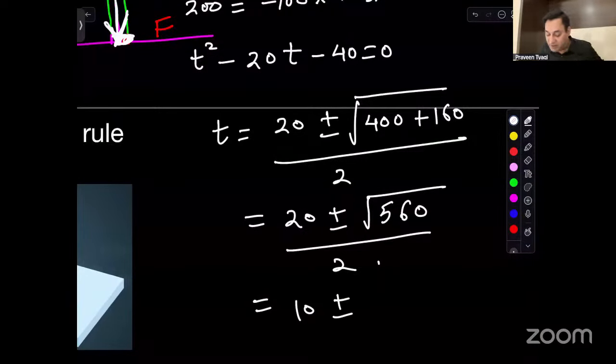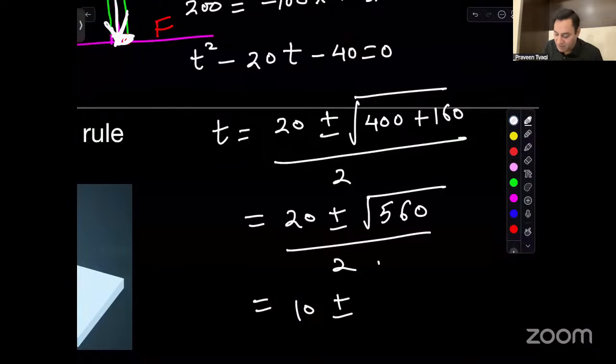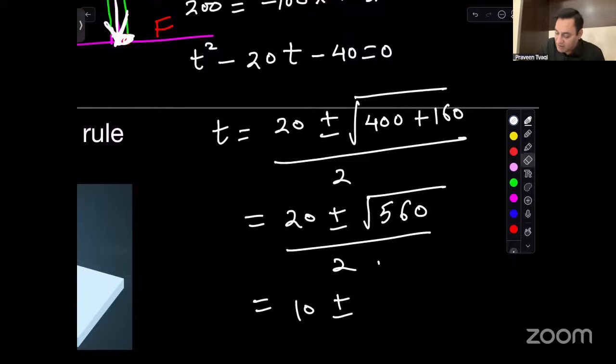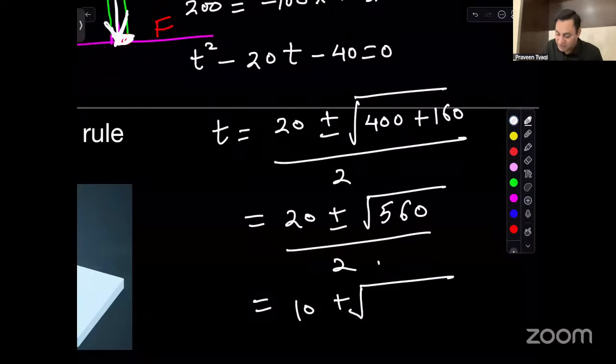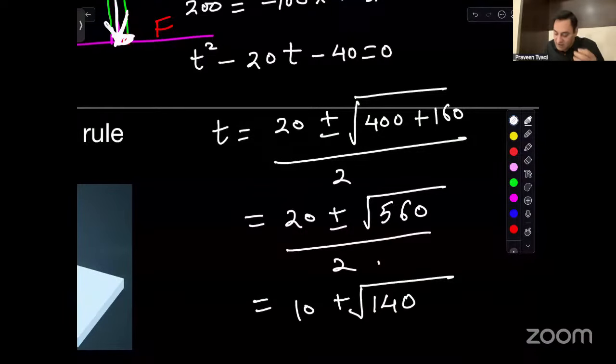Please, everyone pay attention. And time cannot be negative. So we will take the positive root only because root 560 is bigger than 20. So 10, we will omit this minus sign because time cannot be negative. So root 560 divided by 2, take 4 out. This is the answer.